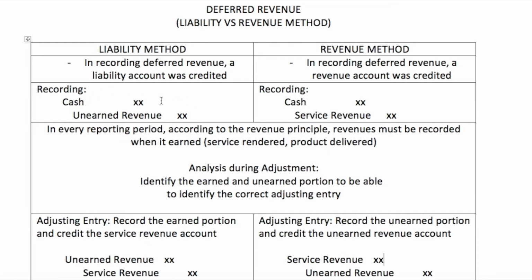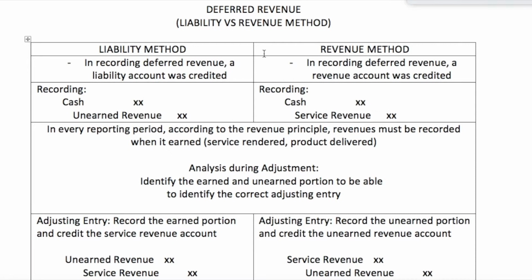So meaning in our previous examples, we were actually using the liability method, okay, wherein we are very conservative when we receive the cash. Supposedly, we should not call that a service revenue yet because we haven't earned it yet, because we haven't rendered the service yet. Okay, so we have used the liability method. There are instances that companies use the revenue method when they record deferred revenue. Okay, and the adjusting entries in these two methods would be different.